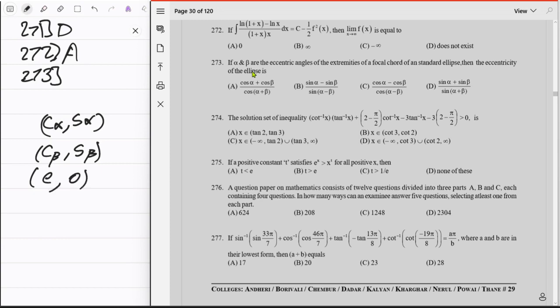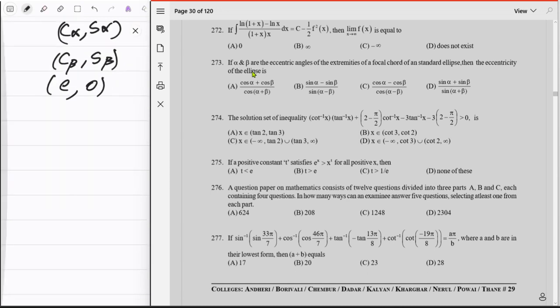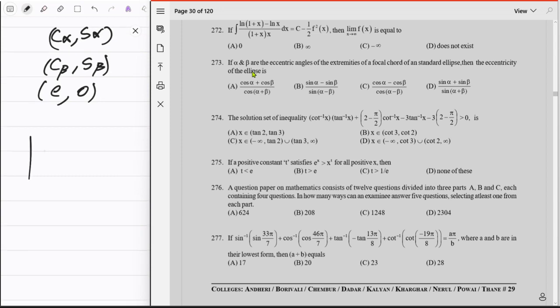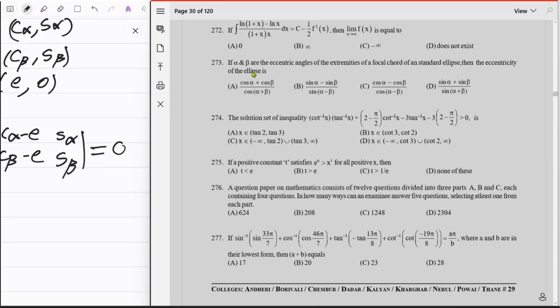ये जो है, these are in fact collinear. That's what you're saying, isn't that right? So these two vectors are the same. The determinant of cosine alpha minus e, sine alpha and cosine beta minus e, sine beta, that is equal to 0. Sorry, sine beta चाहिए यहाँ पे. Whatever. This is equal to 0. That's what you're saying, right?